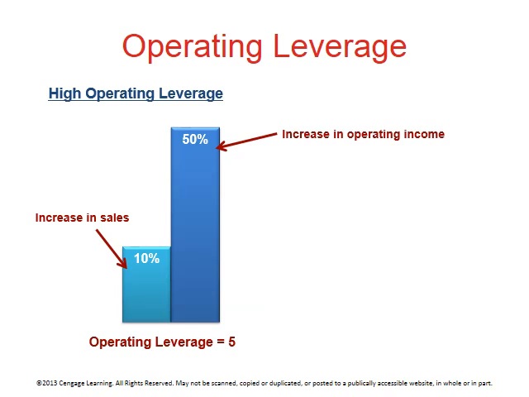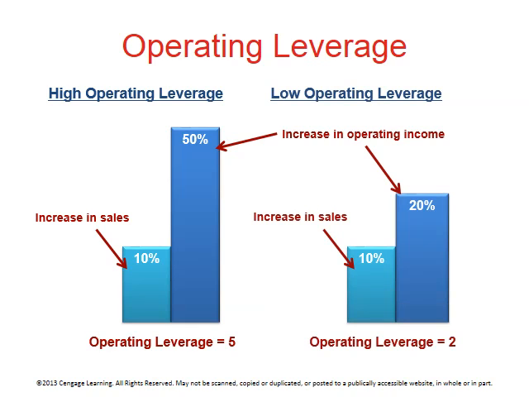So if we have a high operating leverage, let's just say our operating leverage is 5, then we have a 50% increase in operating income for every 10% increase in sales. So that's high operating leverage. Say our operating leverage is 2. Then we have a 20% increase in operating income for every 10% increase in sales. So that's what operating leverage tells you.